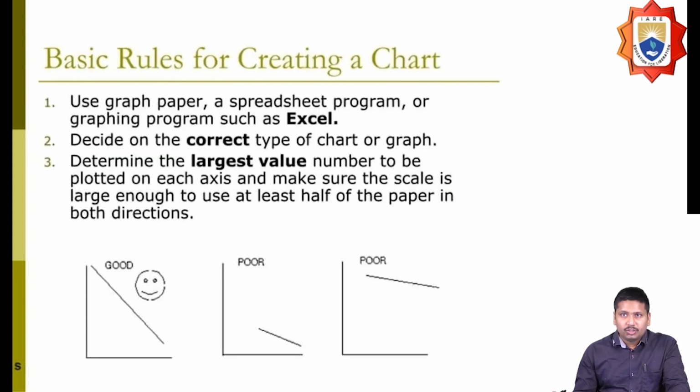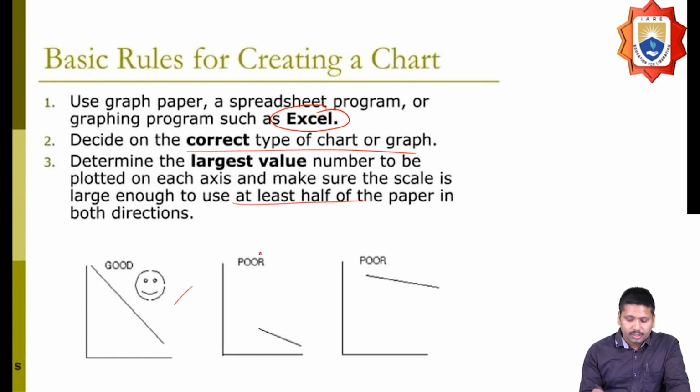What are the basic rules we have to follow for creating a chart? Normally I use graph paper, a spreadsheet program, or a graphing program such as Excel. For representing these graphs, we have a predefined tool in Microsoft Excel, where you can insert the data and plot the graphs. Decide the correct type of chart or graph, and determine the largest value to be plotted on each axis. Make sure the scale is large enough to use at least half of the paper in both directions.